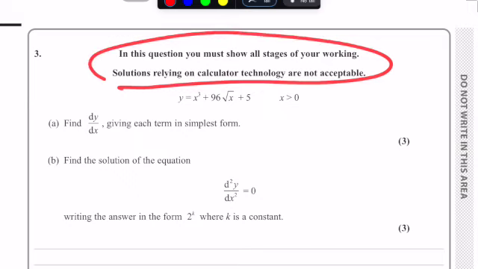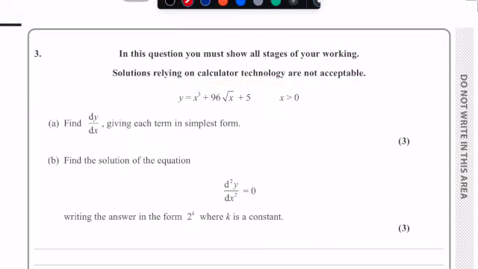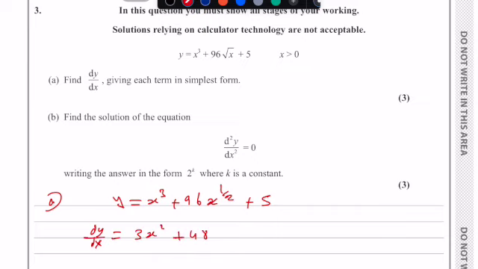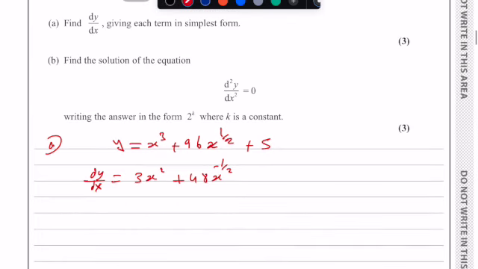Number three, they keep repeating this title, so you are able to read it every time and remind you of the fact that you have to show your work. First, rearrange y. It will be x to the power 3 plus 96 x to the power of half plus 5. So dy over dx, the first derivative, will be 3x squared plus 48x to the power of negative half. And the constant is 0.